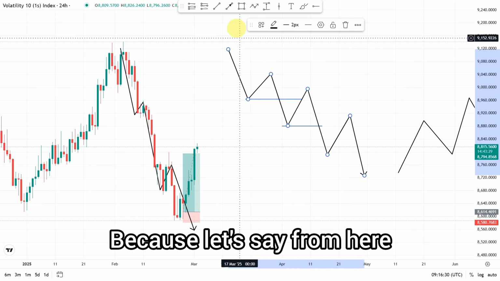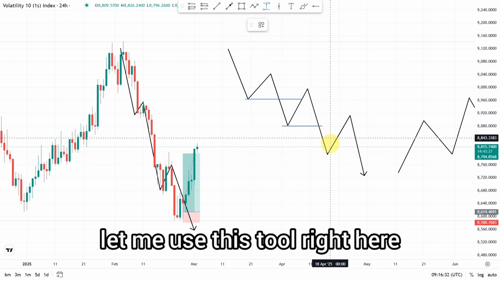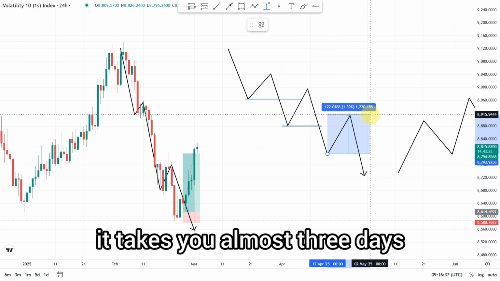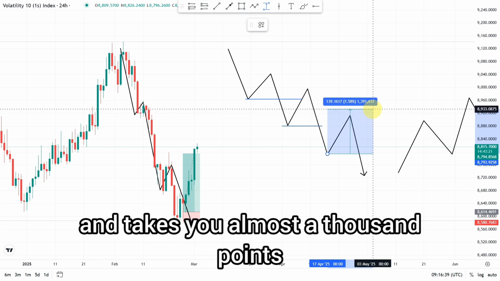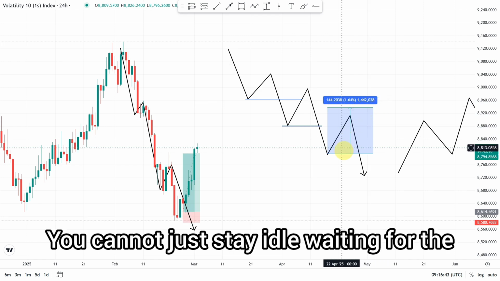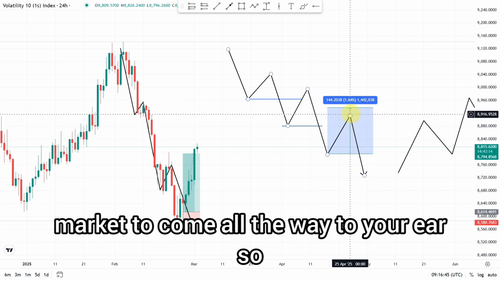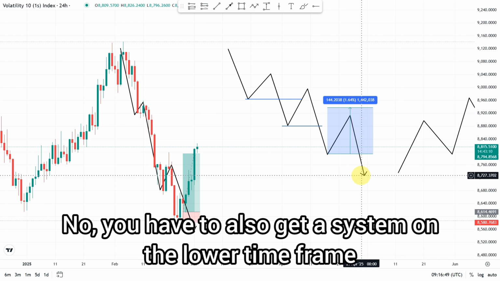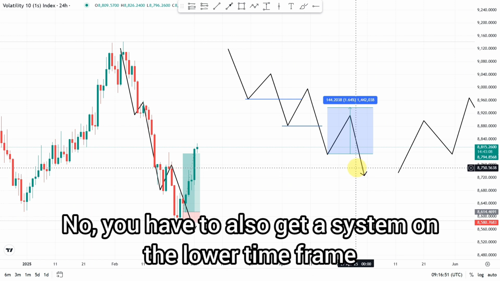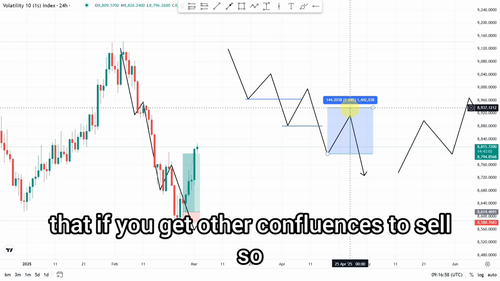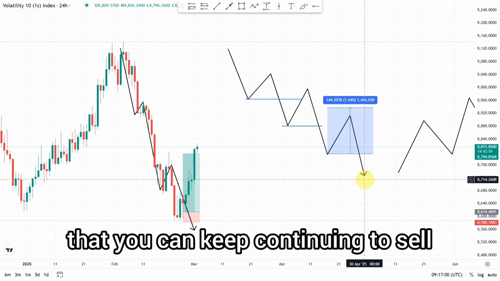Let's say from here to here, it takes almost 3 or 4 days and almost 1,000 points. You cannot just stay idle waiting for the market to come all the way to you so that you can get your entry opportunities. No, you also have to get a system on the lower time frame that will help you get to this retesting point, so that if you get other confluences to sell, you can keep continuing to sell.